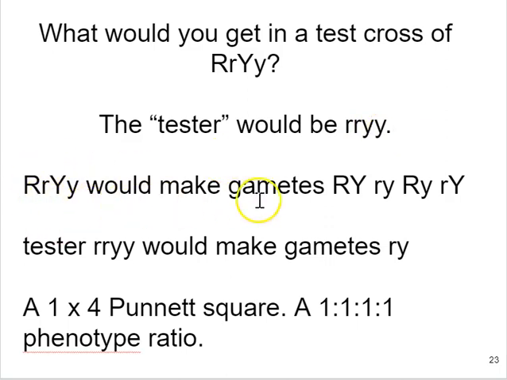That F1, as we said before, can make these four types of gametes. The tester can only make little r, little y because that's all it has in its genome. You can set this cross up to see what happens using a Punnett square that is 1 by 4: 4 to account for these gametes, 1 to account for this class of gamete.